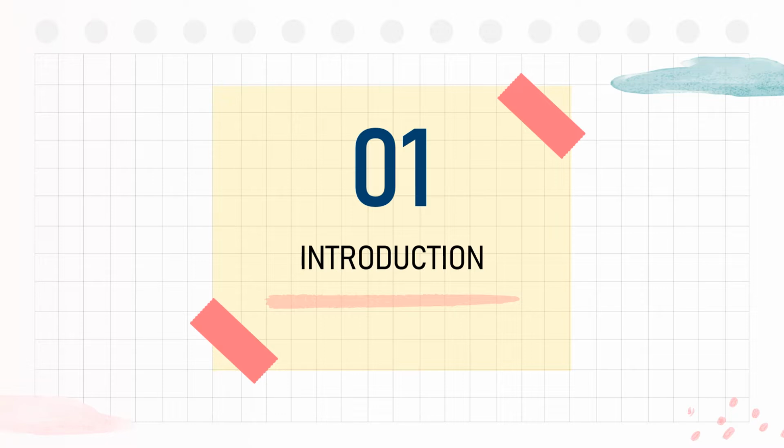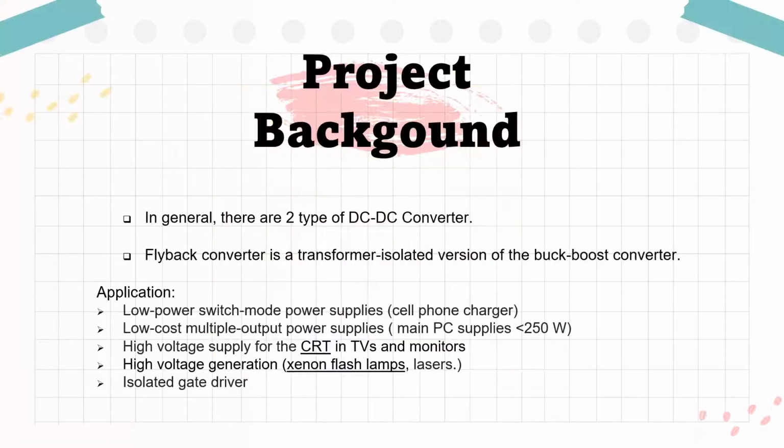First part, introduction. Project background. This project is about DC-DC converter. In general, there are two types of DC-DC converter, which is non-isolated and isolated topologies. Non-isolated converter may be constructed from single converter, such as buck converter, boost converter, or buck-boost converter. Meanwhile, isolated converter may be constructed using the flyback converter, forward converter, push-pull converter, or bridge converter topologies.